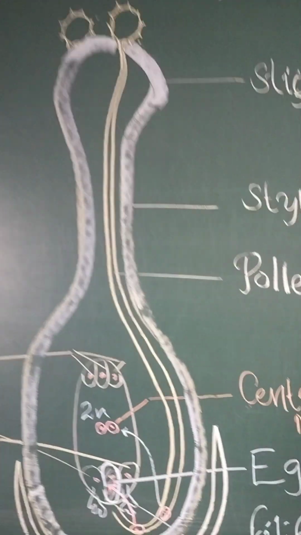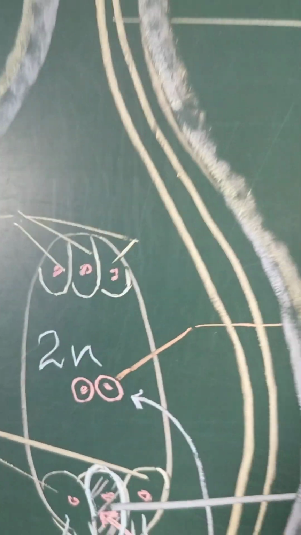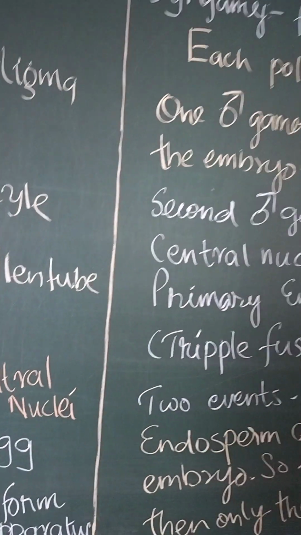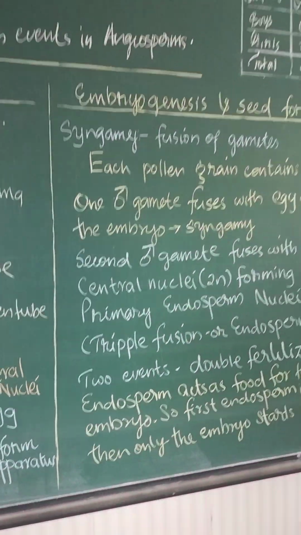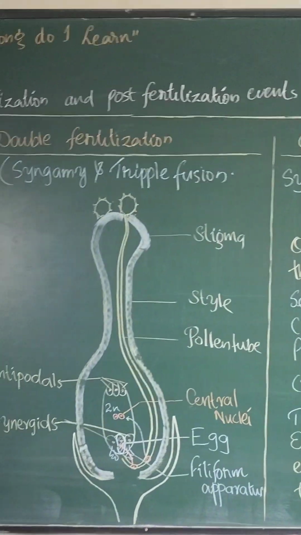You can see here one of the male gametes from the pollen tube is joining with the 2n number, forming 3n number, triple, 3 times. So that's why it's called a triple fusion. So these will be discussed in detail in the classes.